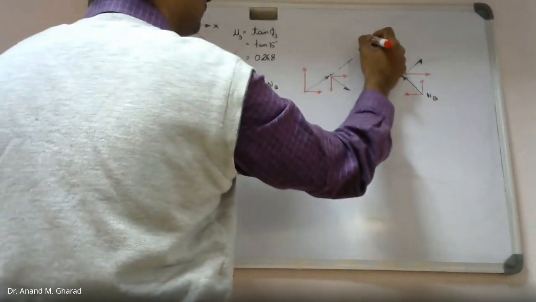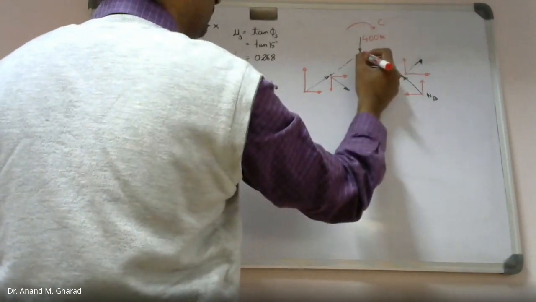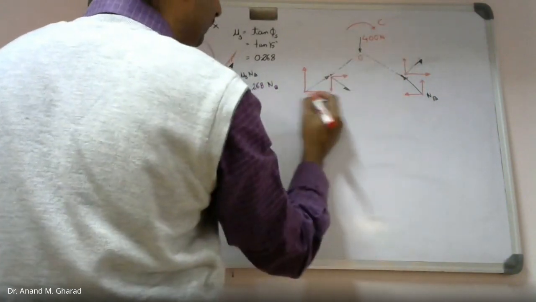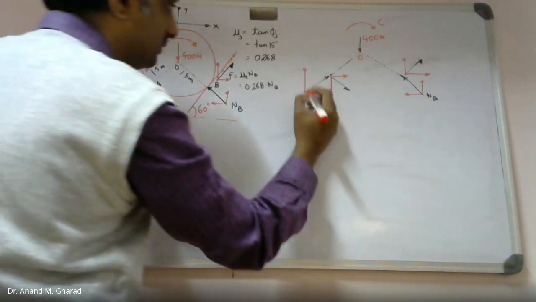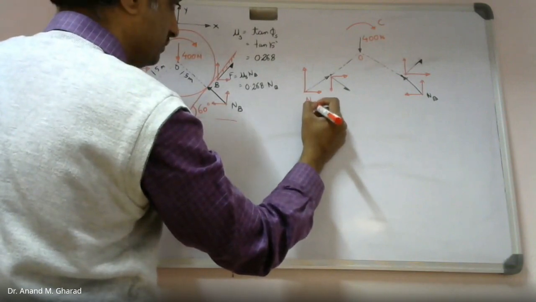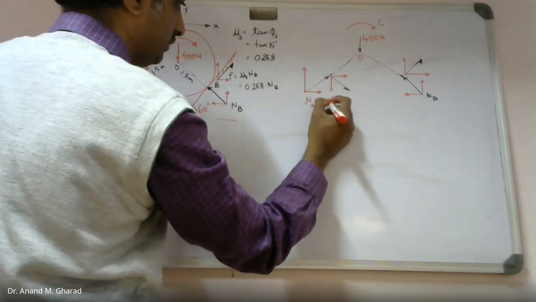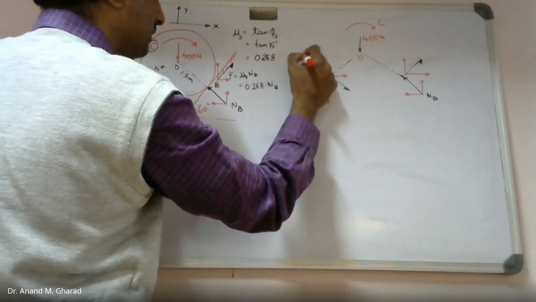and 400 Newton. This is C. This is what we need to find out. This is point O. Okay. So I will be writing down the values. You please verify and please correct me if I am wrong. Okay. So this is Na cos 45, this component, Na sin 45.